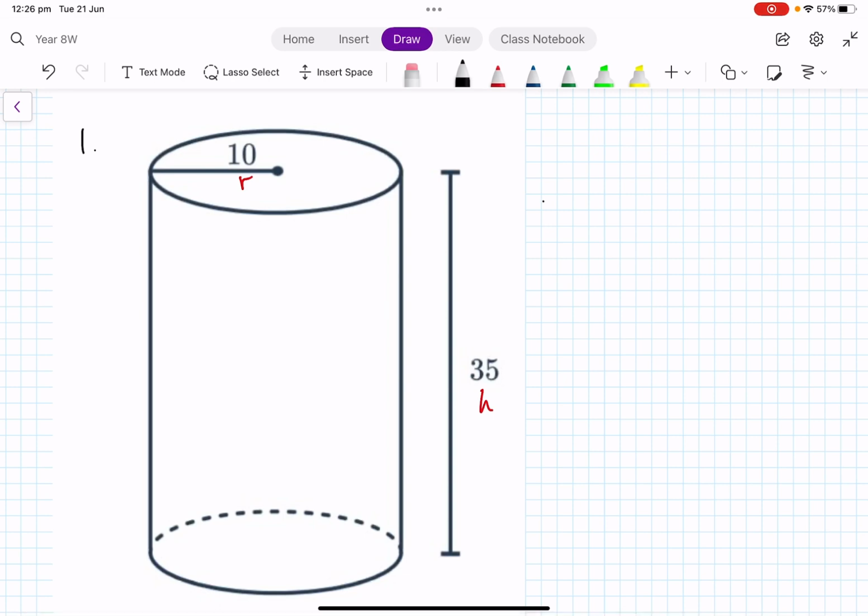So the volume is equal to the area of the circle times the height. It's going to be pi times the radius, which is 10 squared, times the height. I'll write it above here in blue. V is equal to pi times r squared times h. We don't need to write the multiplication signs, but we will anyway, pi r squared h. Oh, sorry, it's not h, it's 35. My mistake. Times 35, which is our height.